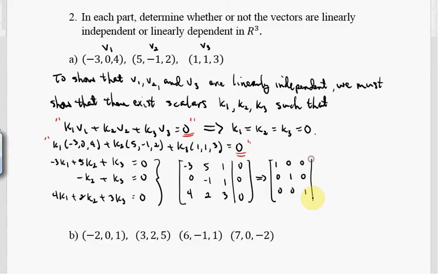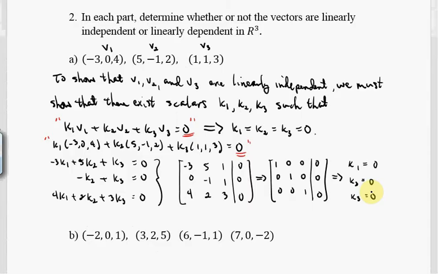This implies that K1 times 1 is equal to 0, K sub 2 times 1 is equal to 0, and K sub 3 times 1 is equal to 0. You have mimicked and worked through the definition for linear independence.